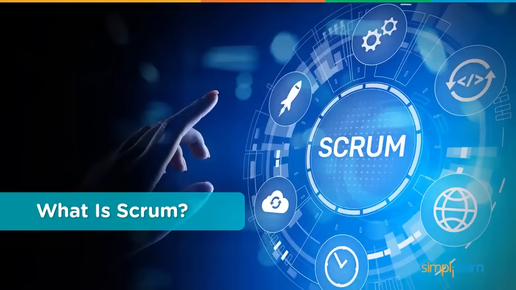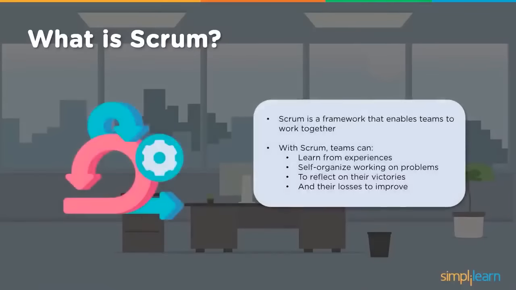So what is Scrum? Let us look at that. Scrum is a framework that enables teams to work together. Collaboration is very important while we become Agile. With a Scrum team, one can look, see and experience, so learning from experiences happens and those are captured. They self-organize, working on problems. They work together, discuss, brainstorm, and reflect on their victories. Any achievements have to be celebrated, acknowledged, quick wins recognized, and their losses addressed to improve. Wherever things don't go well, necessary corrections have to be made. I think the Scrum approach helps in doing it quicker and better.